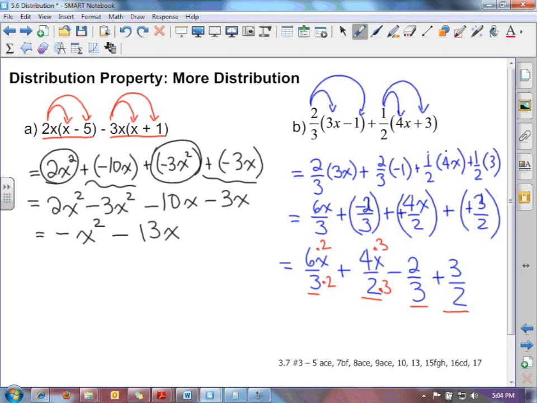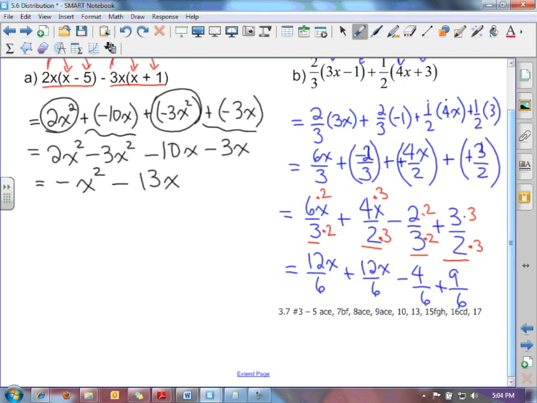Now, how do we add these two like terms together? Again, the denominators must be the same. So the common denominator in this case is 6. Multiply that by 2 and the numerator by 2. And the second fraction, multiply the denominator by 3 and the numerator by 3. So when we work this out, we get 12x over 6 plus 12x over 6 minus 4 over 6 plus 9 over 6. There.